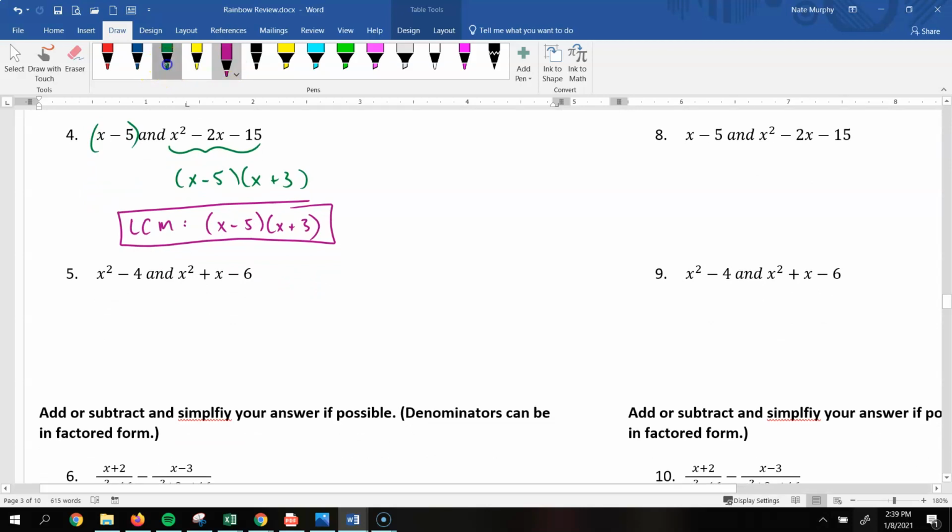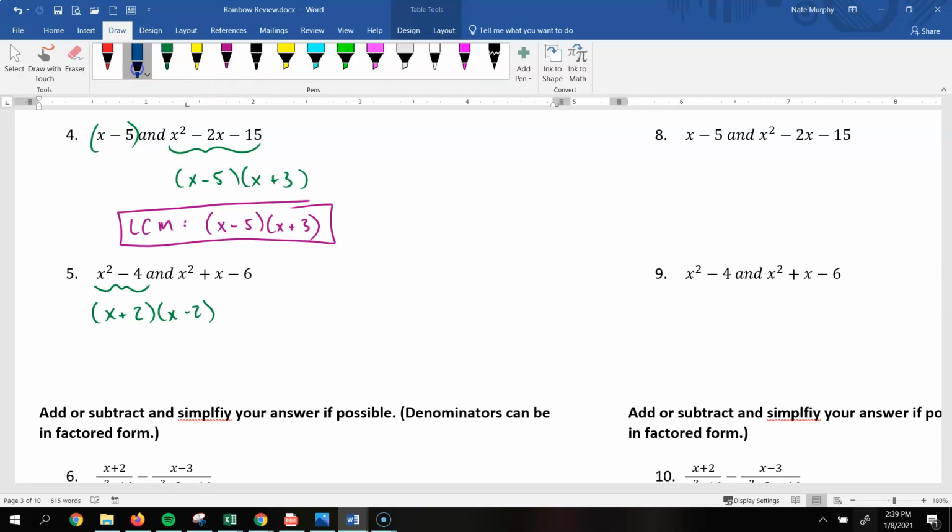All right, now this one, both of these can factor. X squared minus 4 is a difference of squares. That factors down to be x plus 2 times x minus 2. This second one factors down to be, because this is also one of these easy ones where we have a leading coefficient of just 1, so we can use a shortcut method. We're trying to find two numbers that multiply together to be negative 6, that add together to be a positive 1. And so that would be a positive 3 and a negative 2. So 3 times negative 2 is negative 6, and 3 plus negative 2 is positive 1.